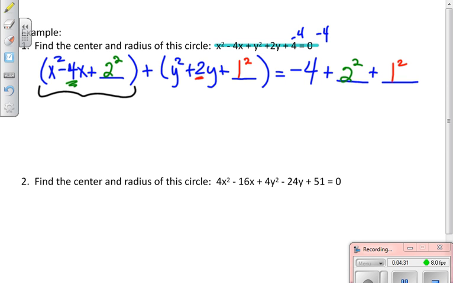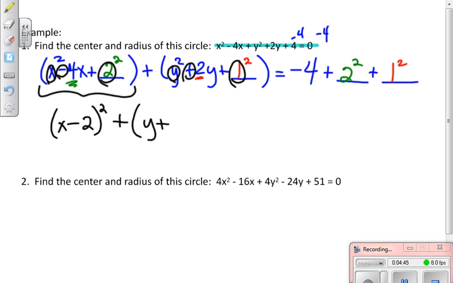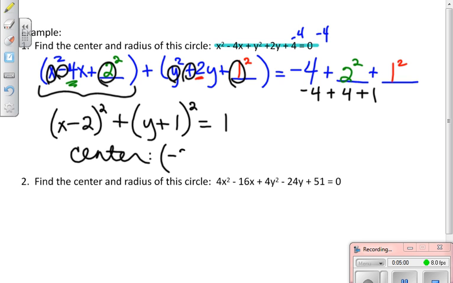This will automatically factor into the base, the sign, the base, quantity squared, plus the base, the sign, the base, the quantity squared, which equals, over here I have negative 4 plus 1 equals 1. And so my center is at positive 2, excuse me, negative 1, and my radius, square root of 1, is 1.